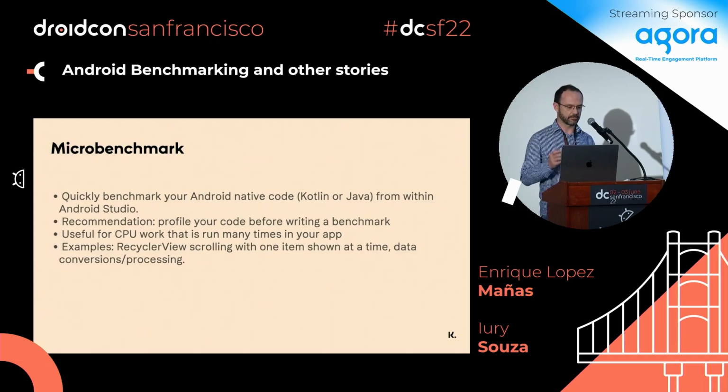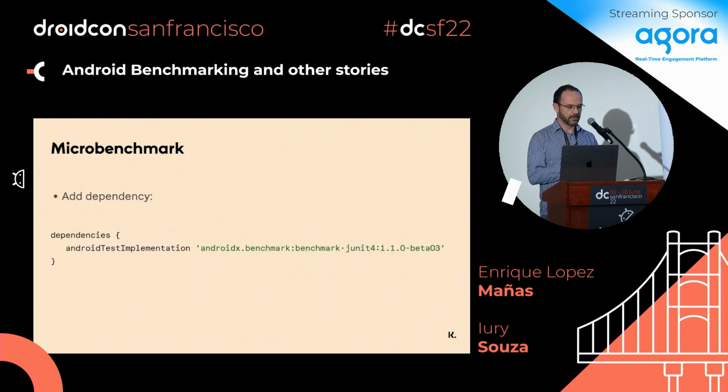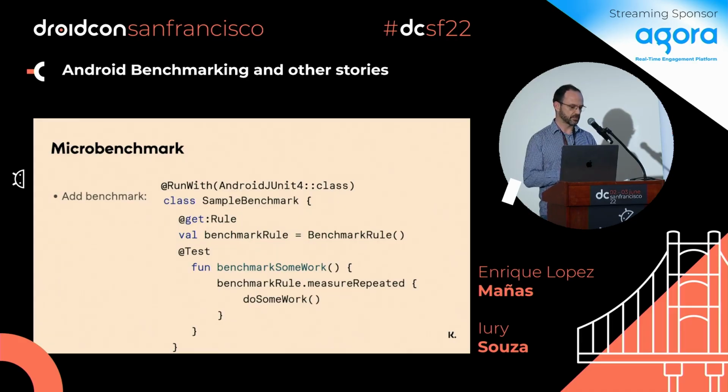And some examples can be RecyclerView scrolling with one item being shown at a given time, data conversions or processing, or whether we need to apply any algorithm to transform data, etc. If we want to use it, we would add the following line as a dependency to our Gradle file, and then we would start writing our benchmark.